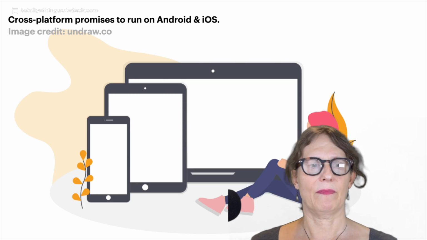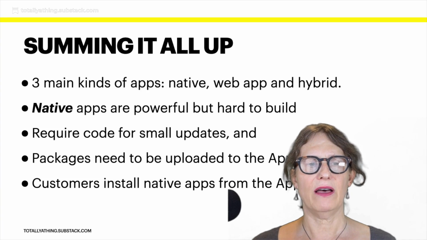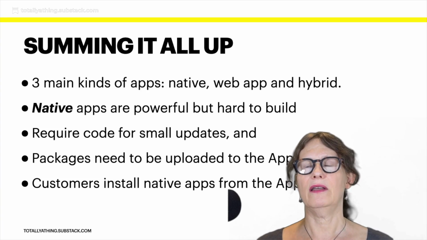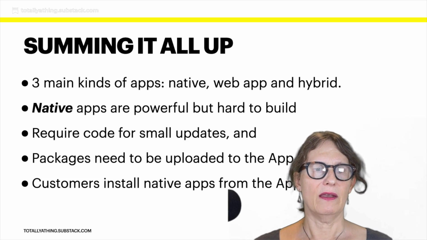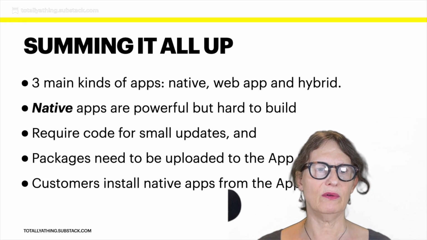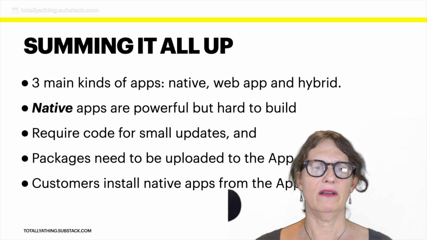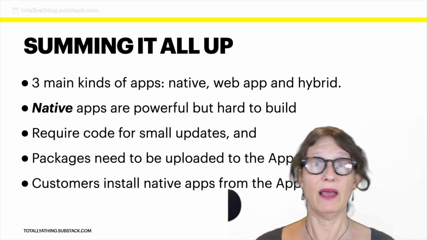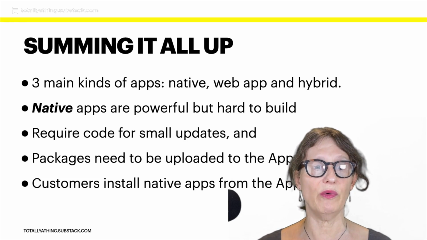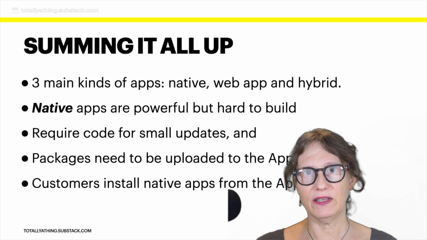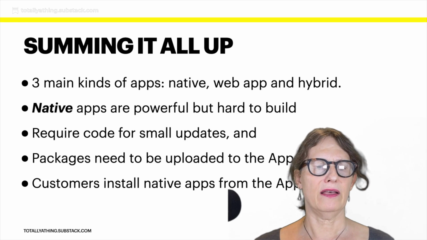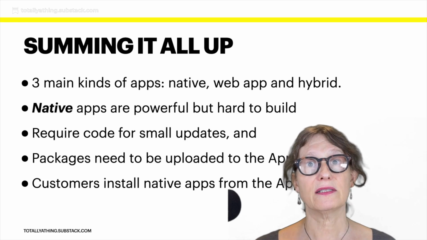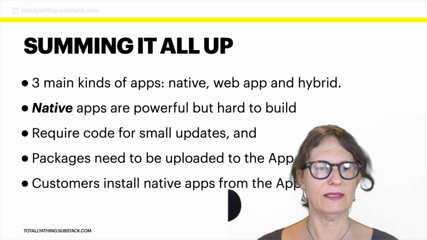So let's sum up. There's basically three main types of apps. We've got our native app, we've got our web app, and we've got our hybrid app. Native apps are powerful but difficult to build. They require code to be written for even very small updates, and the packages for a native app need to be uploaded to the App Store and Google Play Store whenever you want to change them. Those packages are not human readable, they're binary, and native apps are really the only way to reliably access the full power of the device.